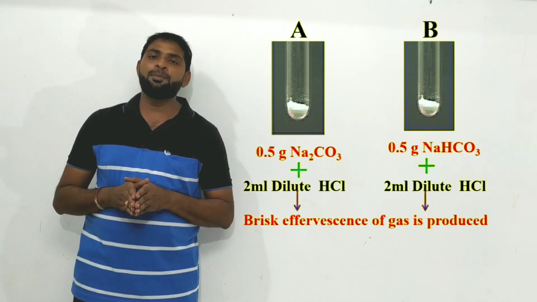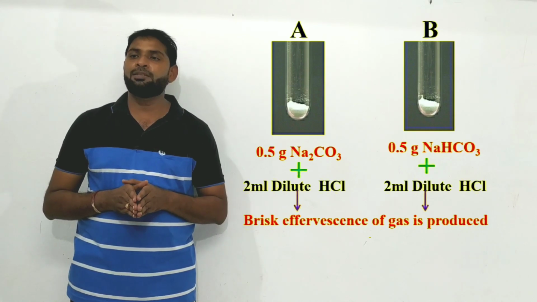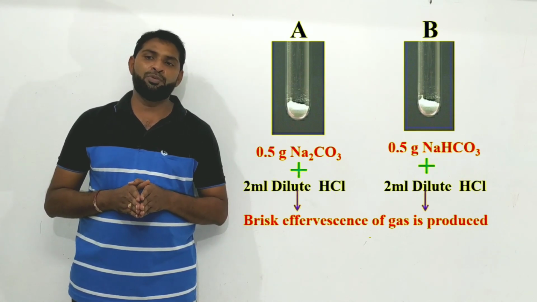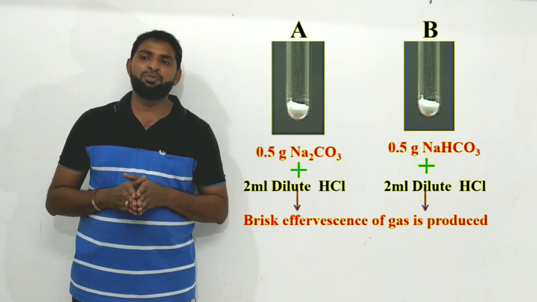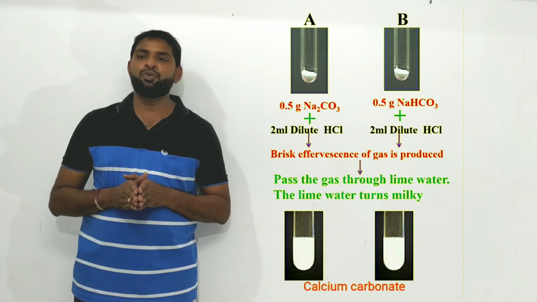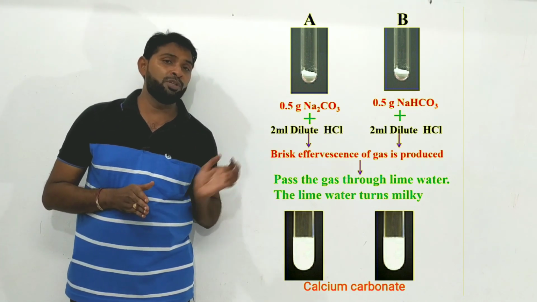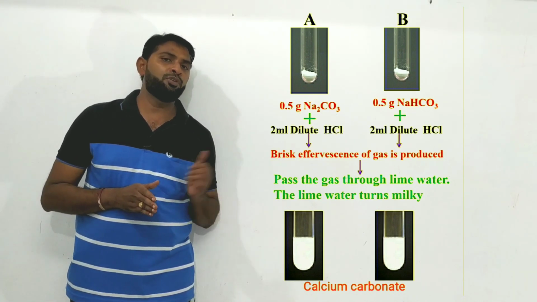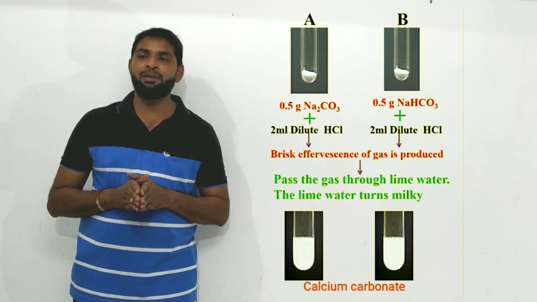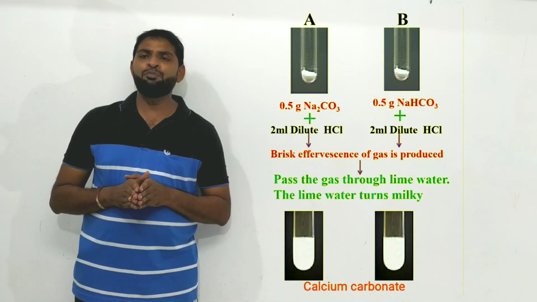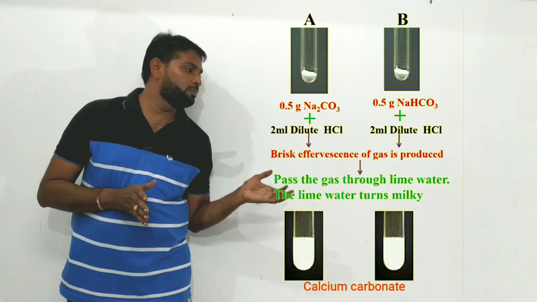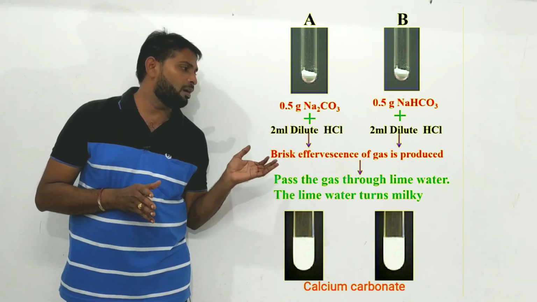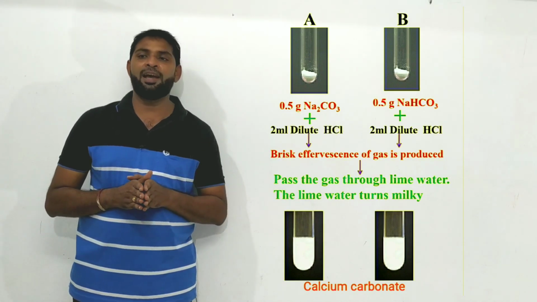We will observe that a gas is produced with brisk effervescence. Now pass the gas which is produced here through the lime water. The lime water turns milky, which shows the presence of carbon dioxide gas.